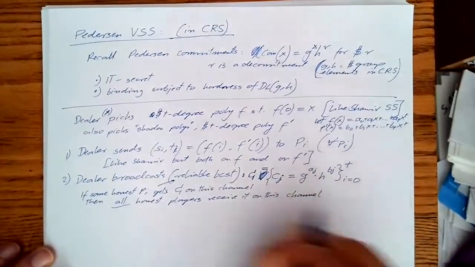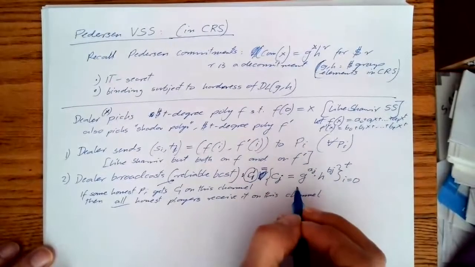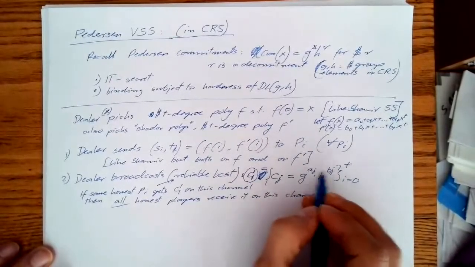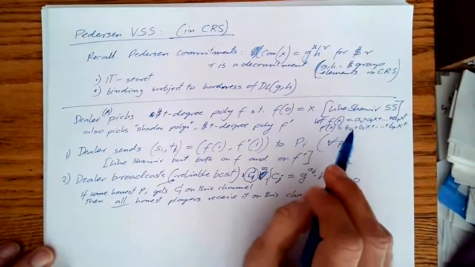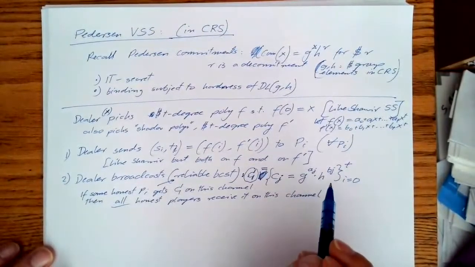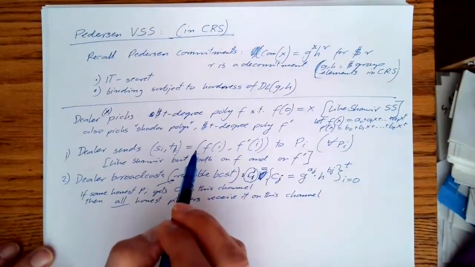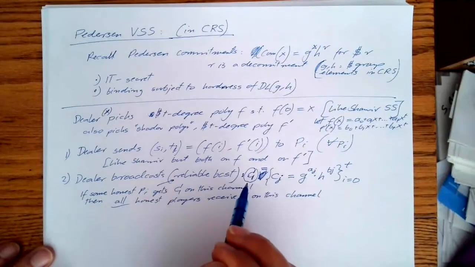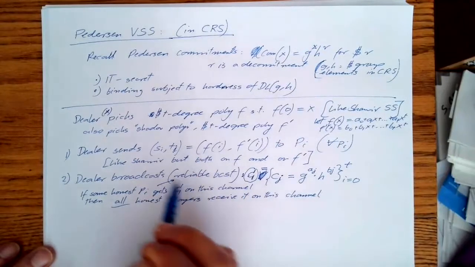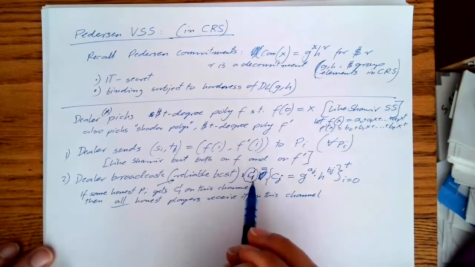In other words, this C, this vector of Pedersen commitments to the coefficients of the secret sharing polynomial, combined in this way, will form a commitment to a polynomial. And the verifiability will only work if everybody gets the same commitment.